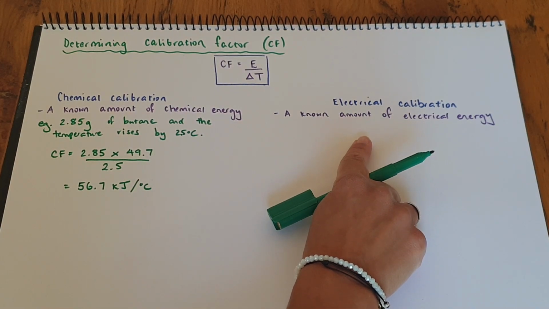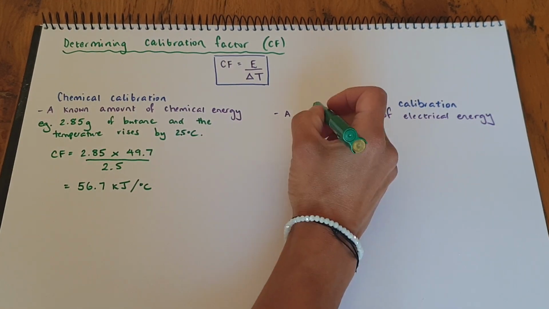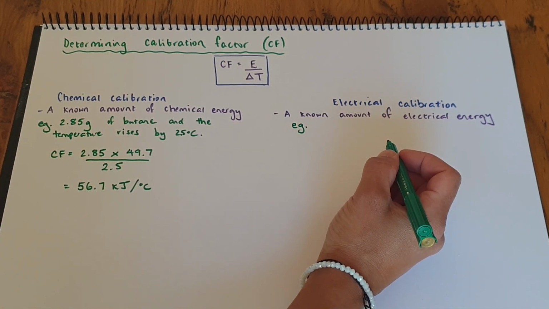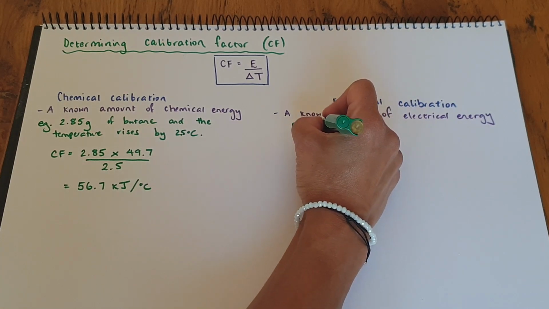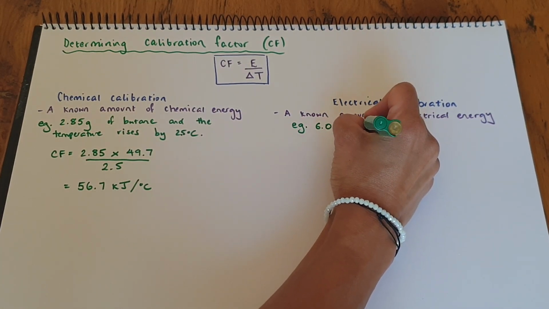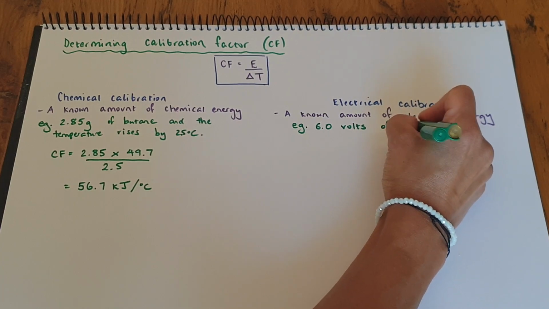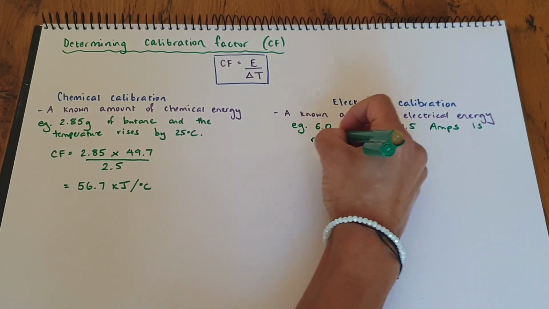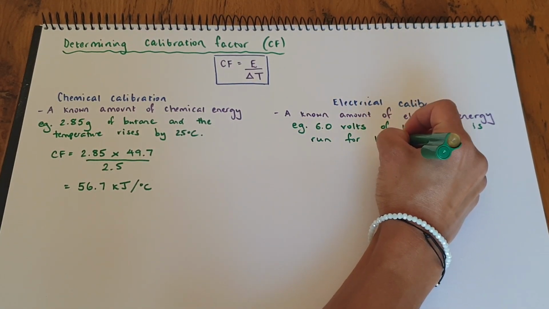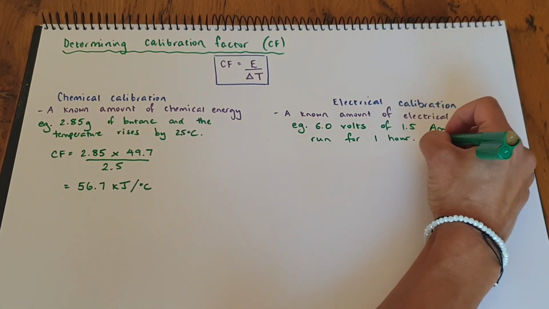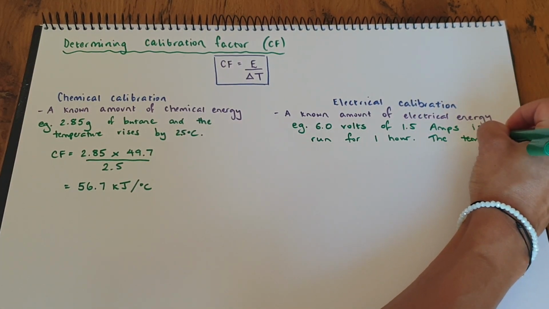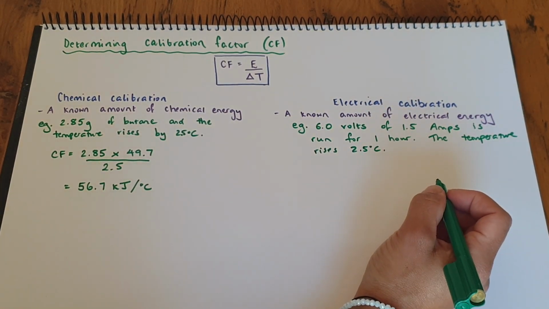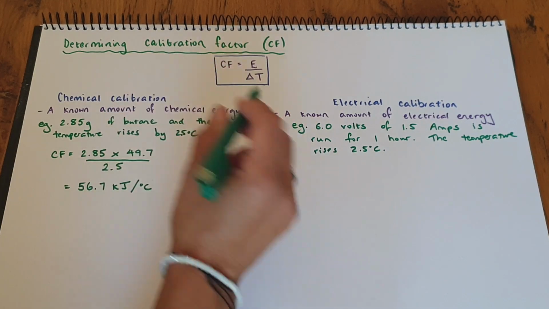Let's have a look at electrical calibration. Our known amount of energy can come from having a known amount of volts, amps, and a known amount of time. So let's have a look at an example. 6.0 volts, let's just make up a situation. Let's say that the temperature rises the same.